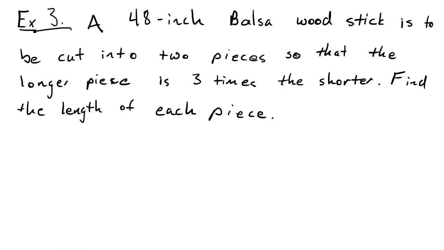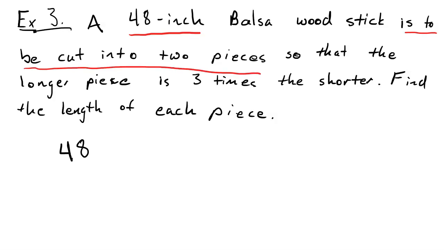So we can start off by just writing 48 on one side of the equation. Let me explain why. We have a measurement right here, 48 inches, and it's saying it's to be cut into two pieces. So this is telling us that if we add up those two pieces that are being cut, we should get a length of 48 inches.